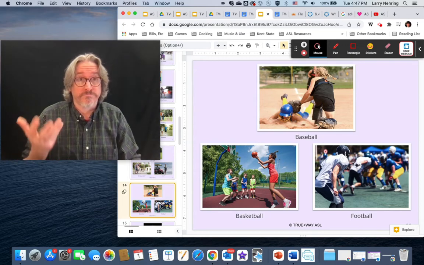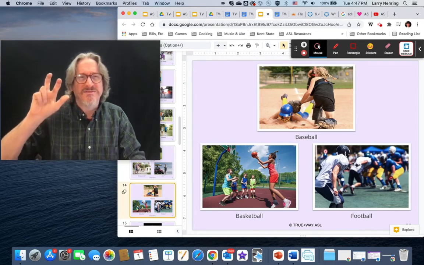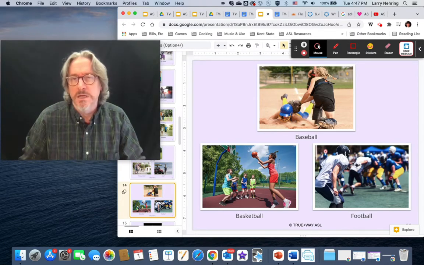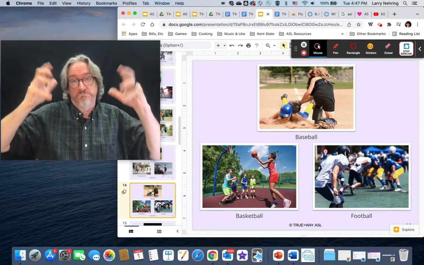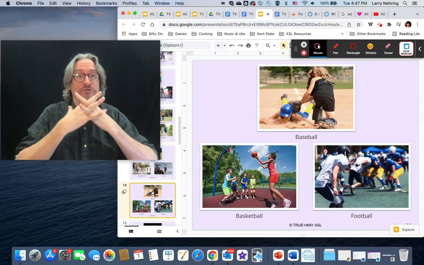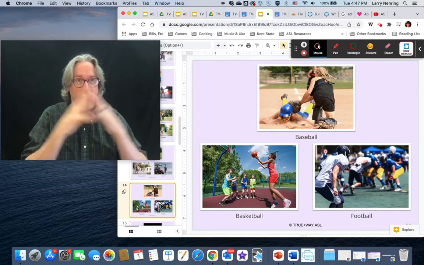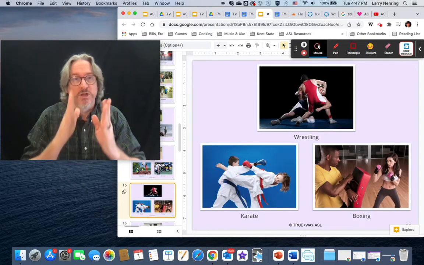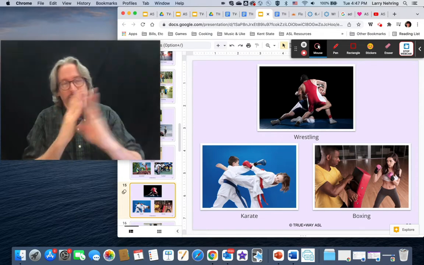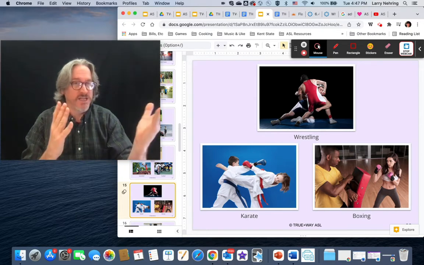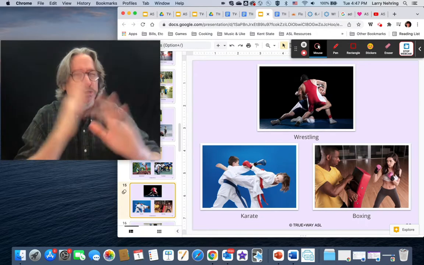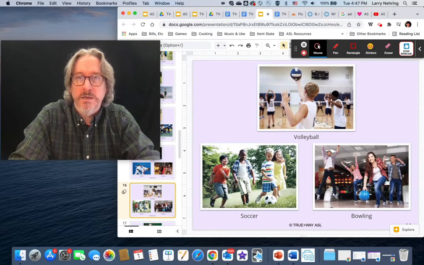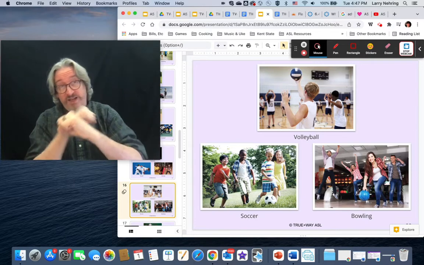Baseball. Baseball. I've seen this for softball, but most often people do this for softball. Basketball. Football. Now, football and wrestling are different. So, football, wrestling. Karate or karate. Karate. I've seen both variations, or just martial arts in general. Boxing. As opposed to fighting. Boxing.